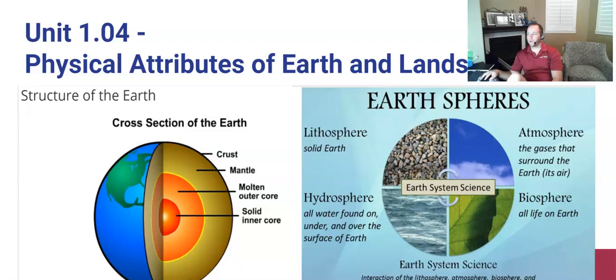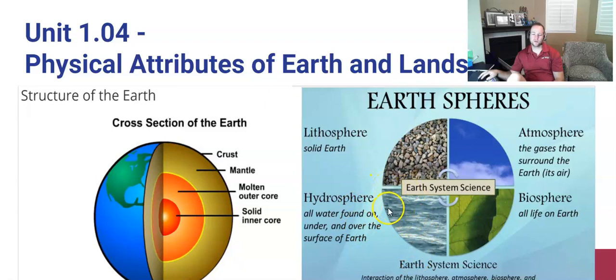Okay, let's talk a little bit about the Earth's structure real quick. The Earth's structure has different spheres, is what they're called. You have the lithosphere, which is your solid Earth. Over here to your right, you have the atmosphere, which is all your gases and the air that we breathe. We have the biosphere, which is the life on Earth, so plants, animals.